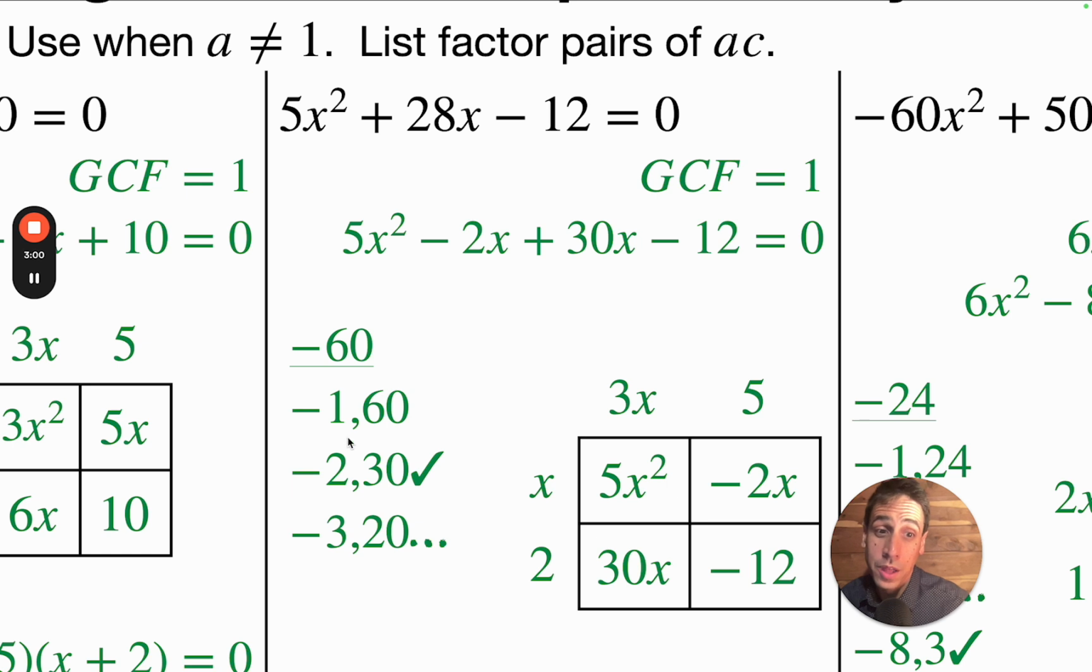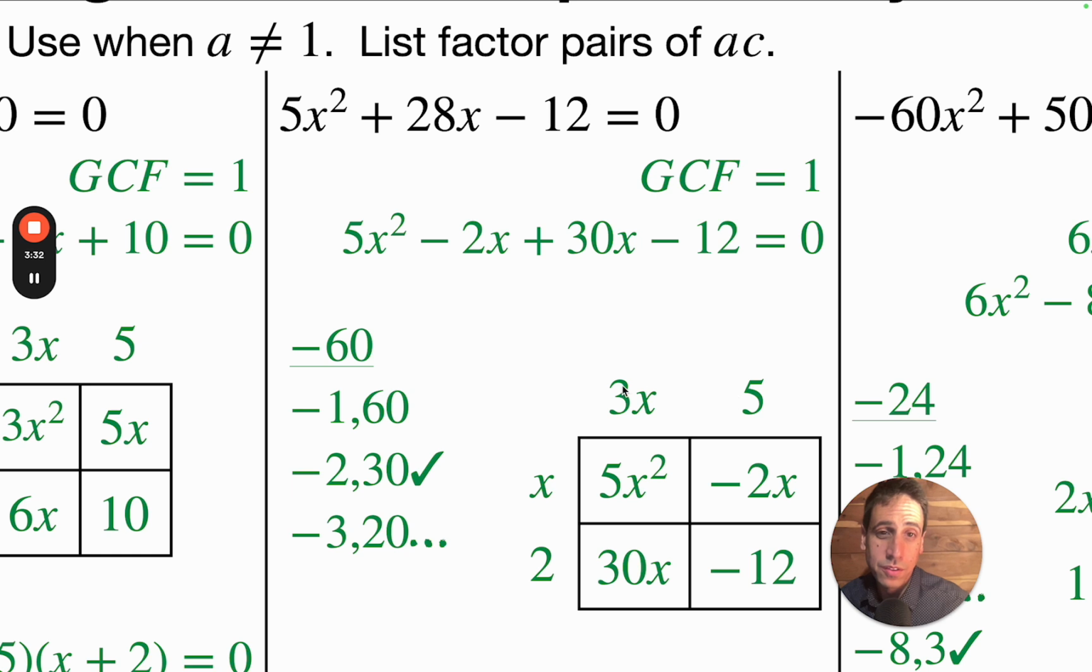There's a whole lot of them, and I don't think I can fit them on the screen, but I did notice that negative 2 times 30 does equal positive 28. So I can split positive 28x into minus 2x and 30x. All right, so then we box factor. 5x squared goes here, negative 12 goes here, 30x and negative 2x. So then we've got the top row GCF, the bottom row GCF, the left column, 3x, and the right column, 5.